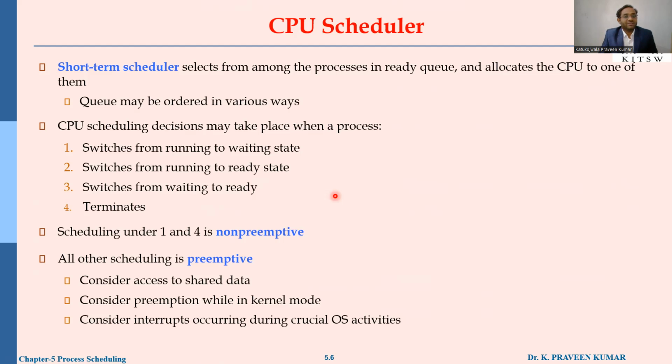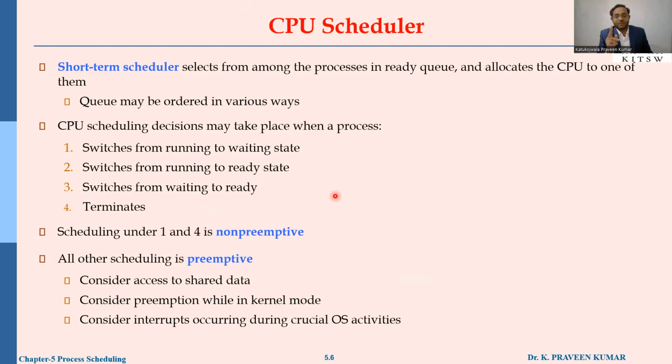Preemptive scheduling considers access to shared data. It considers preemption while in kernel mode. It considers interrupts occurring during crucial operating system activities. Okay, so what are preemptive and non-preemptive scheduling?